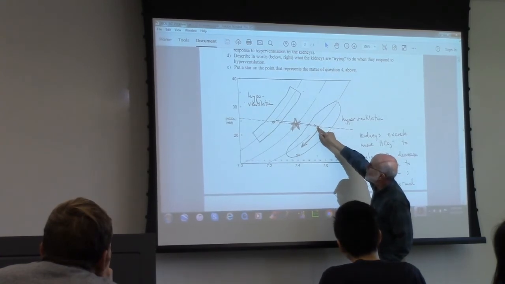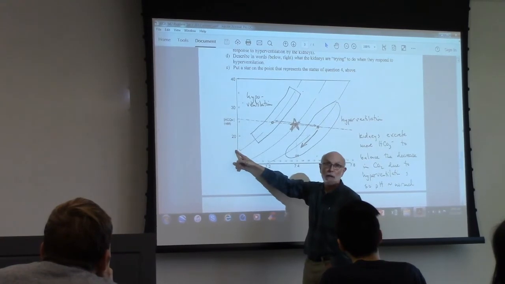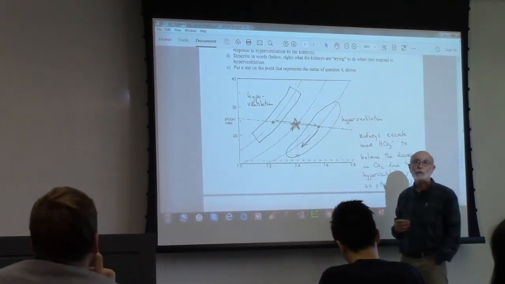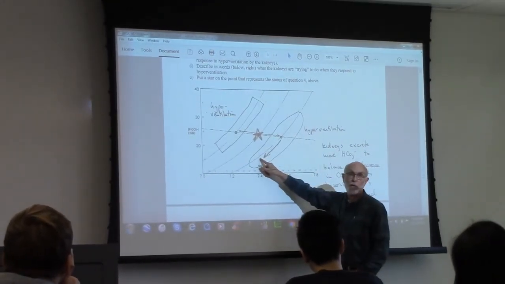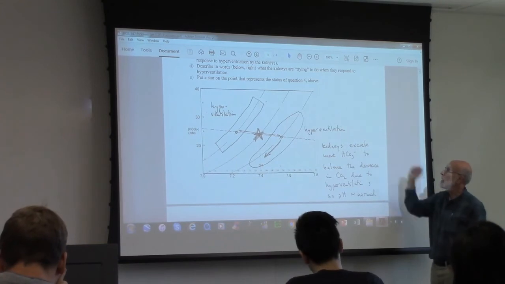And the kidneys respond by trying to excrete bicarbonate, so that the ratio of bicarbonate to pCO2 is closer to normal, which is what determines that the pH is closer to normal. So what the kidneys are trying to do is excrete bicarbonate.